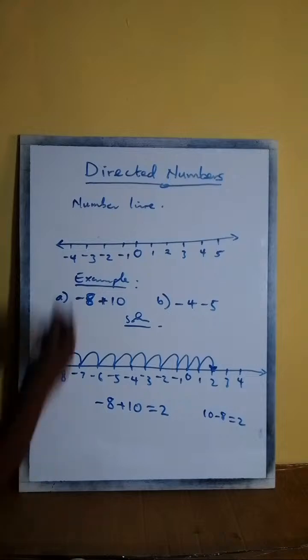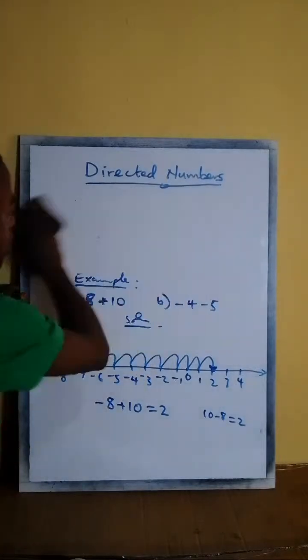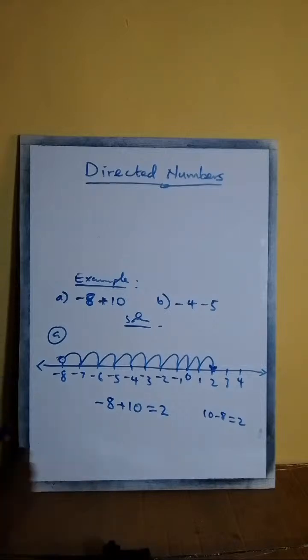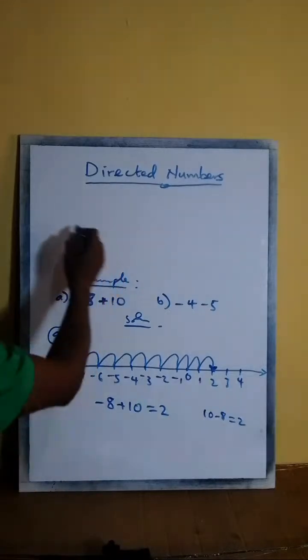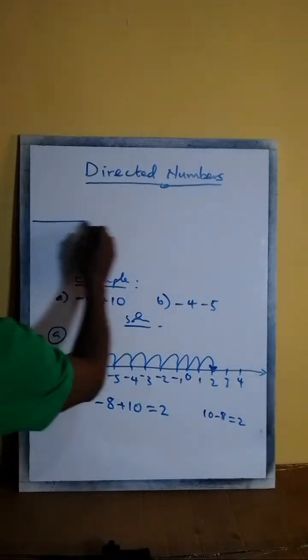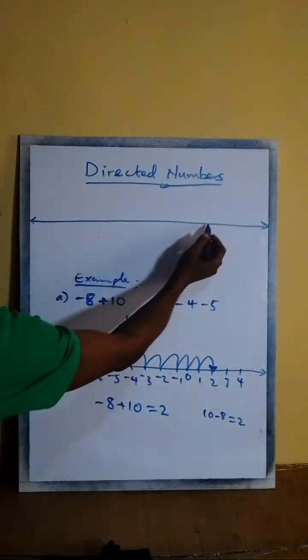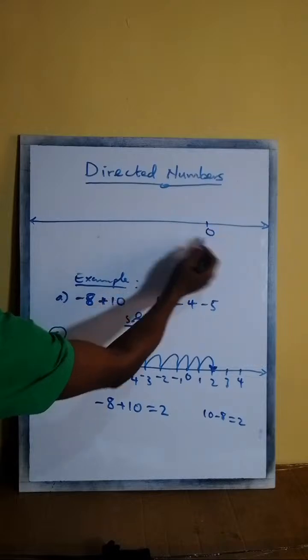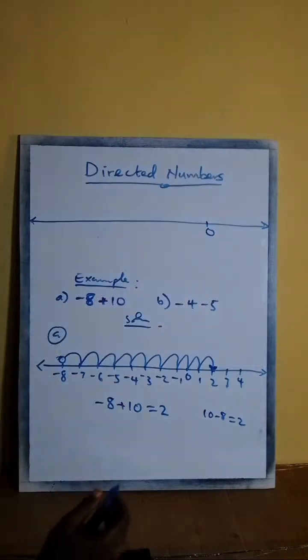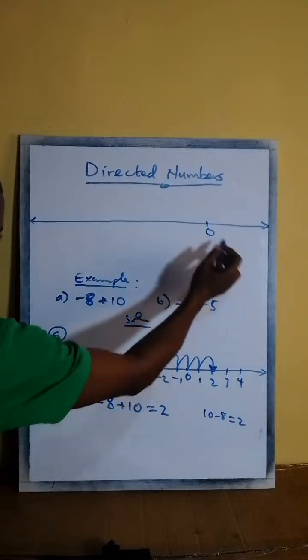From the second one given, also, we make use of the number line. That is, we have the number line like this. Then here, let me put 0 here. The negative part is also more than the positive.